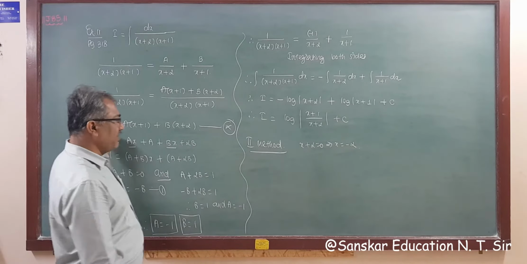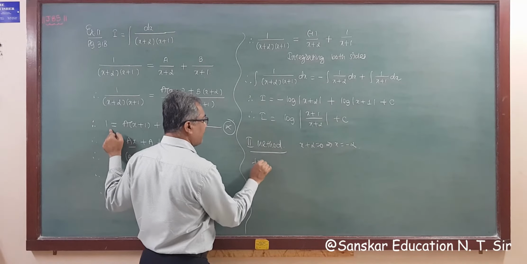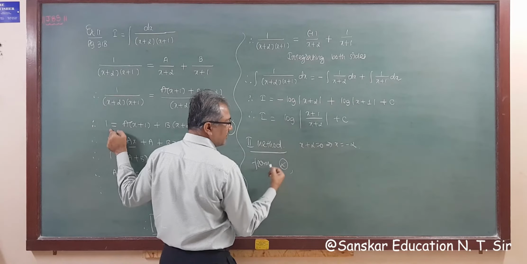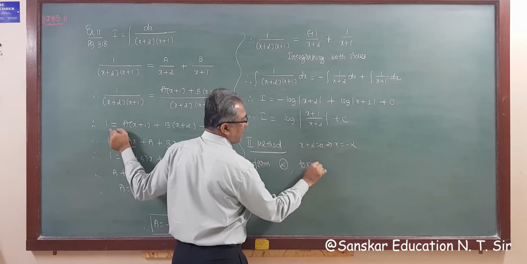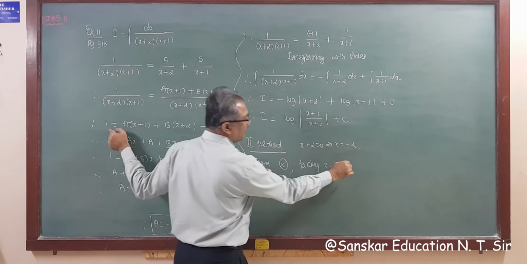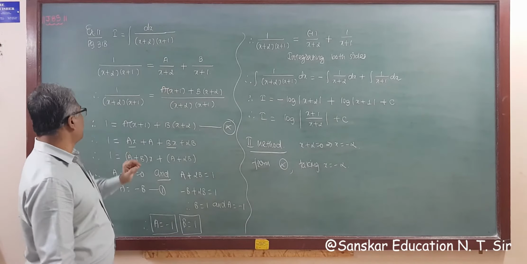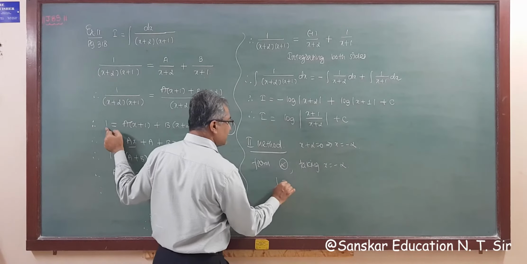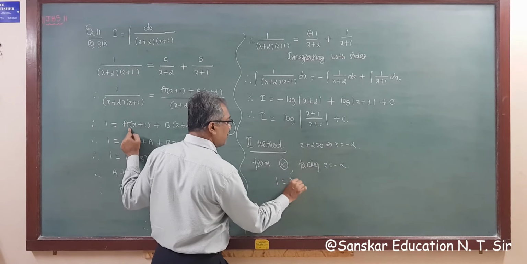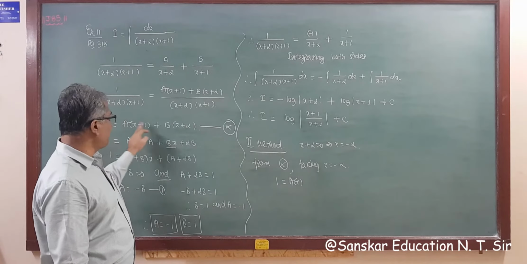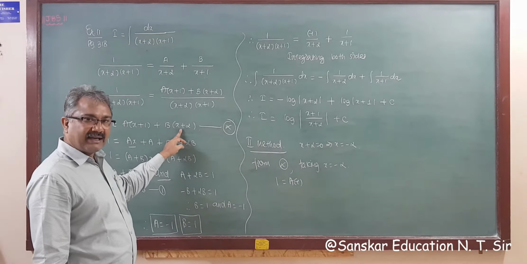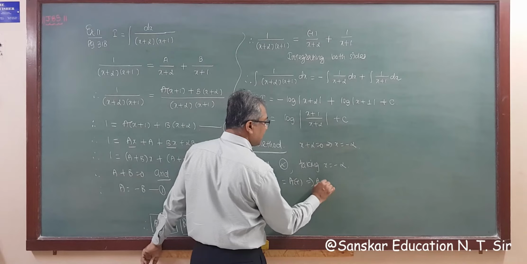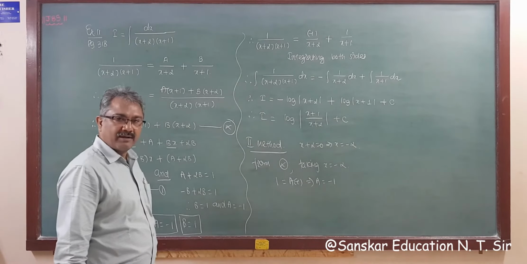So taking x is equal to minus 2 in alpha, as this is a factor, what do we get from alpha? 1 is equal to a into minus 1, and since x is minus 2, the other term is 0. So what is the answer? a is minus 1.